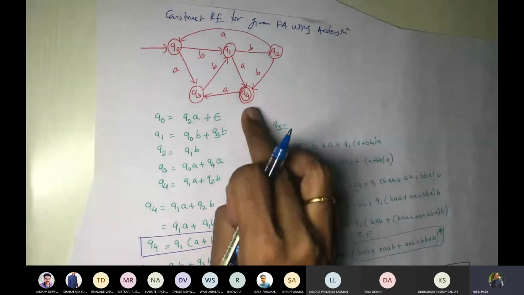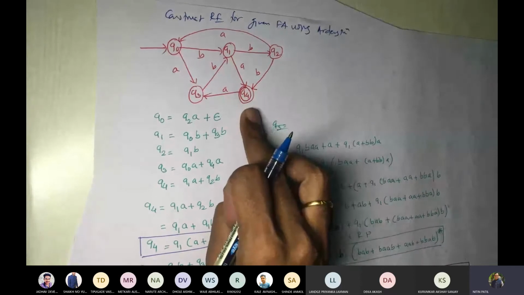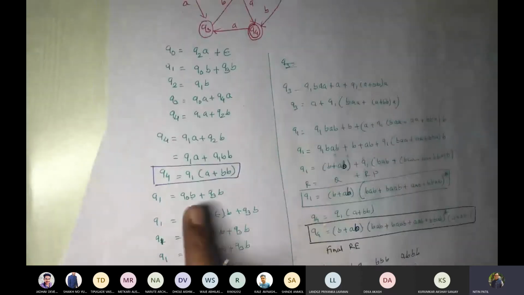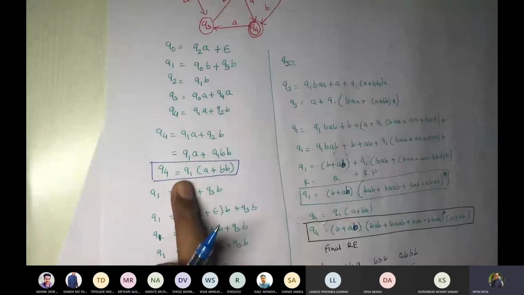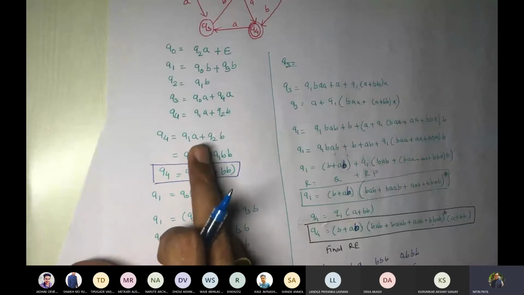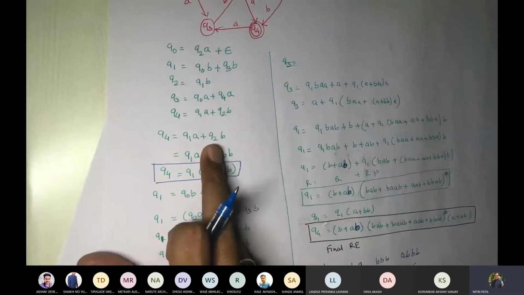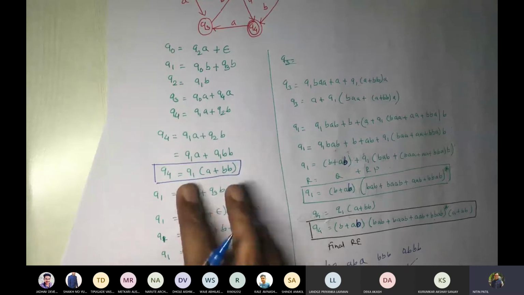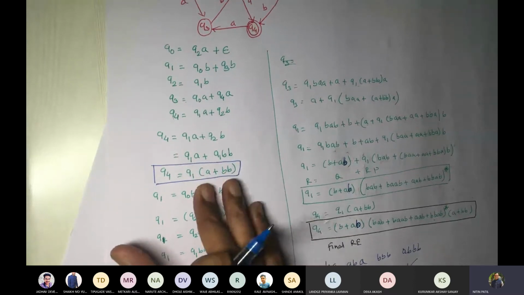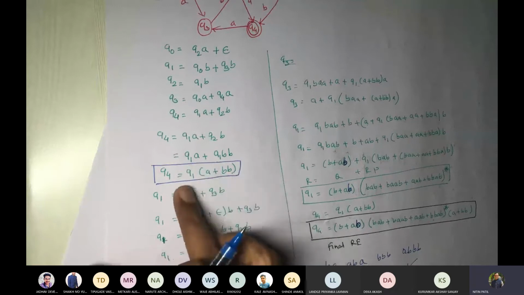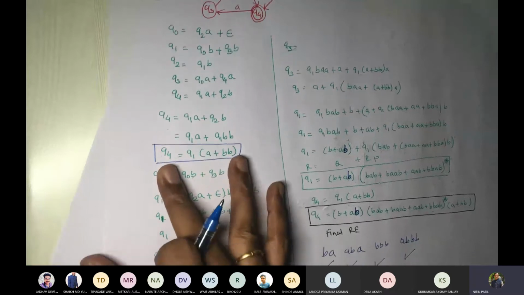So concentrate on the first equation for the final state. Try to simplify it as much as you can. If you cannot, leave it there. What we did was we wrote Q1A plus Q2B. Then Q2 was in the form of Q1, so we replaced it by Q1B. So we got Q1BB and Q1A. Q1 was common, so we got the Q4 equation.